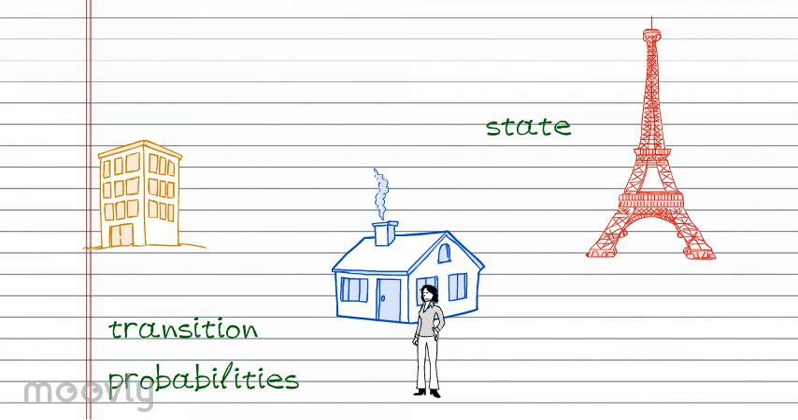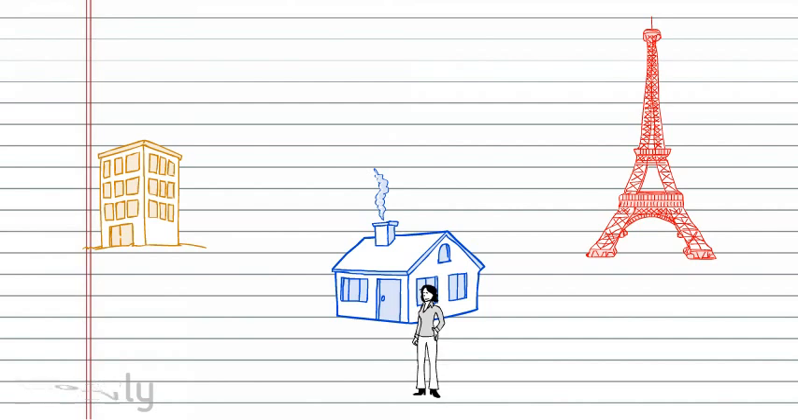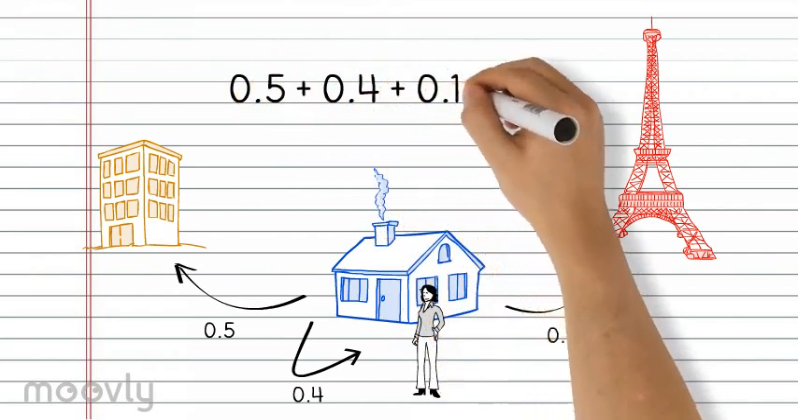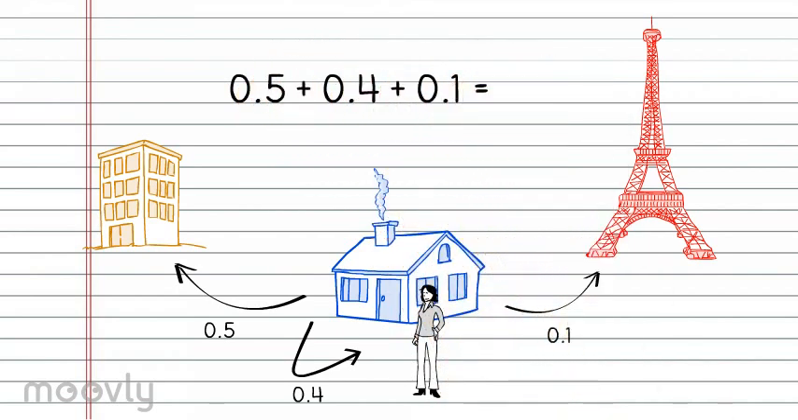Let's assign a set of transition probabilities to each of the states. Every time Romy travels, we call that a transition event. In this model, if Romy is at home, she has a 0.5 chance of going to work, a 0.4 chance of staying at home, and a 0.1 chance of going to the Eiffel Tower. Notice that all of these transition probabilities sum together equal 1. All transition probabilities going out of a state should always sum to 1.